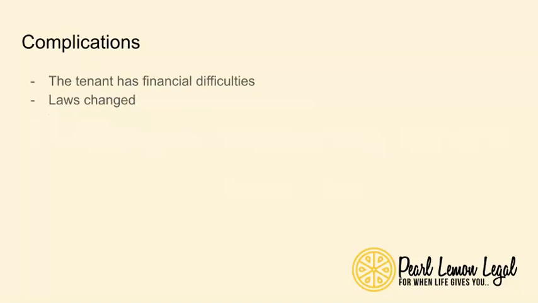Now, we've discussed some of the complications. The complication that existed here was that the tenant was on universal credit, which means that the courts are going to look at the situation in a more favorable way, even if you are a private landlord rather than a council housing landlord, as well as the fact that the laws had changed.